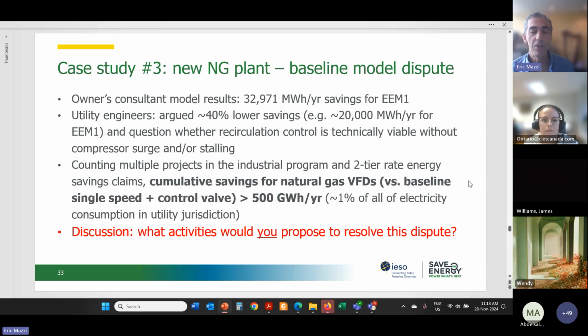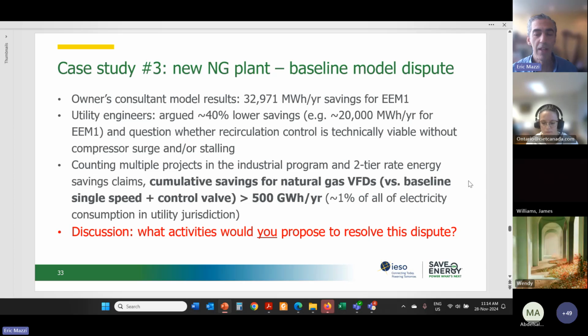So let's just say you're involved. This is exactly a situation I've been involved in. And these are big numbers. The cumulative savings across multiple projects is on the order of 500 gigawatt hours per year, almost 1% of all the utility consumption in this jurisdiction.